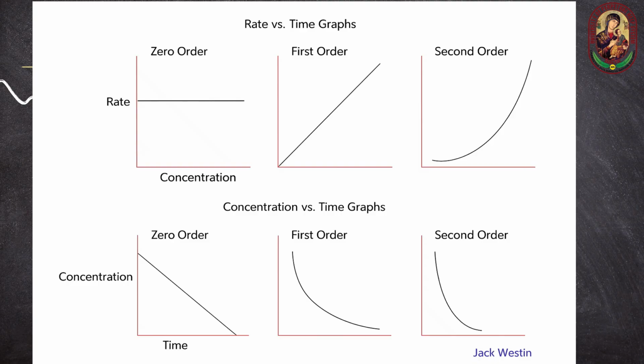For zero order, the plot is a straight line going down. Linear decay. For first order, it curves downward smoothly, exponential decay. And for second order, it drops sharply at first, then flattens slowly, a more pronounced curve. So in summary: flat rate, zero order; straight rate line, first order; curved and steep, second order. These visual patterns help us identify the reaction order just by observing how rate and concentration change over time.